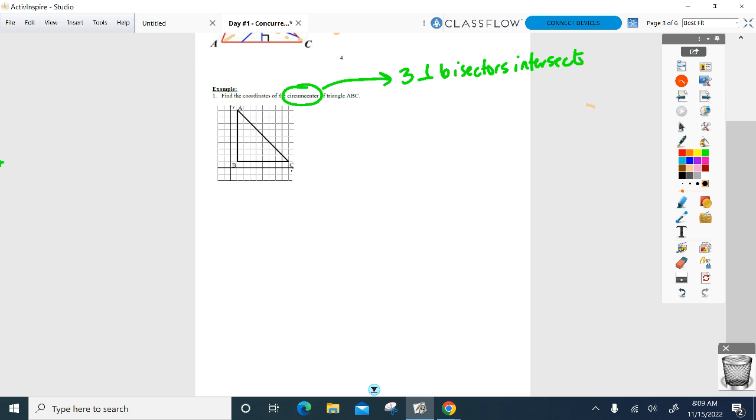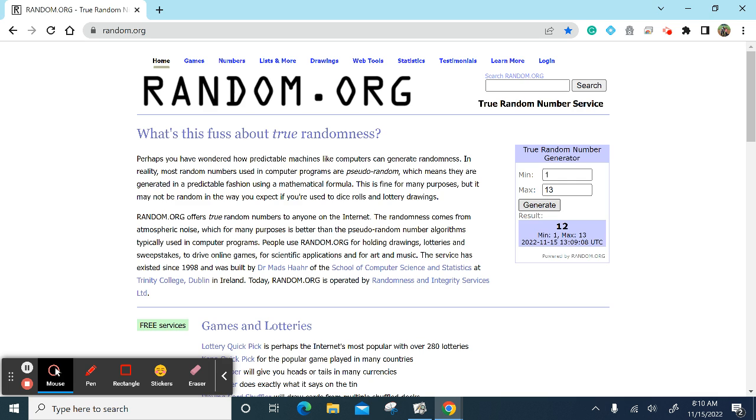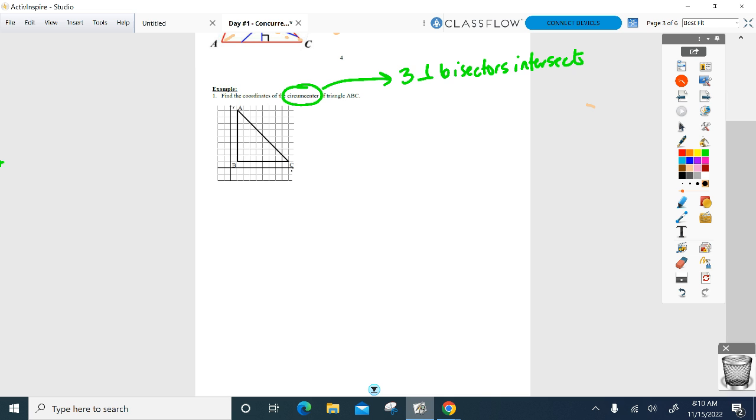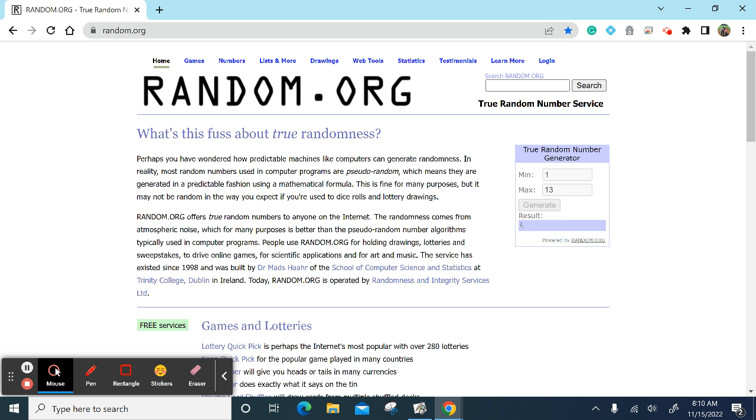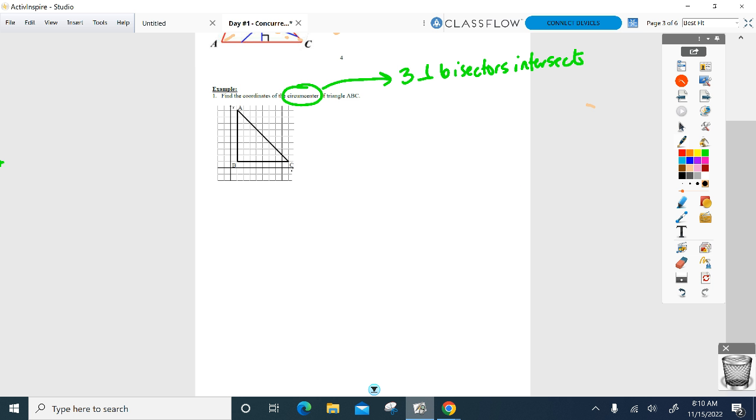Let's go to side AB. Can you guys count for me how long side AB is? Because I'm going to have to bisect it. No, I don't need the distance formula. Can everyone just figure out how long AB is for me? How long is AB? 8 units. So if I'm going to bisect it, it's 8 units long, 4 on each side.